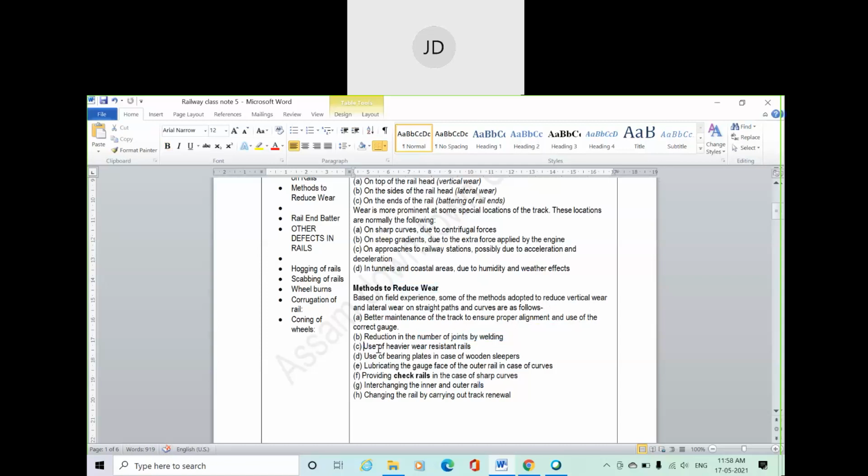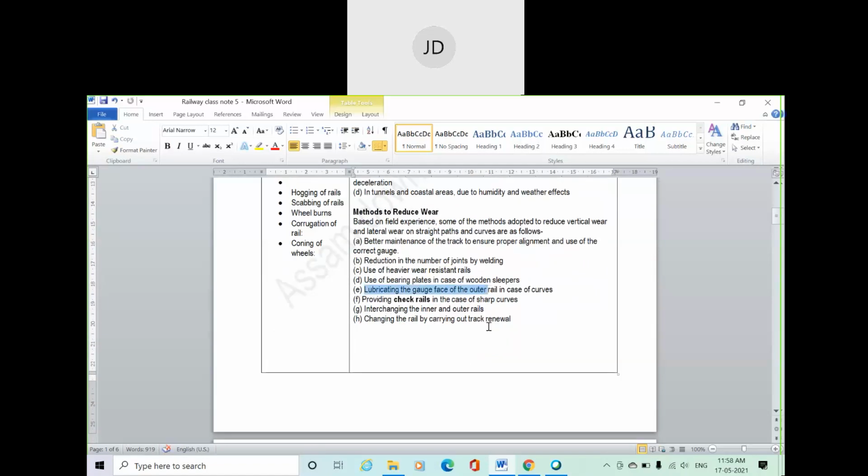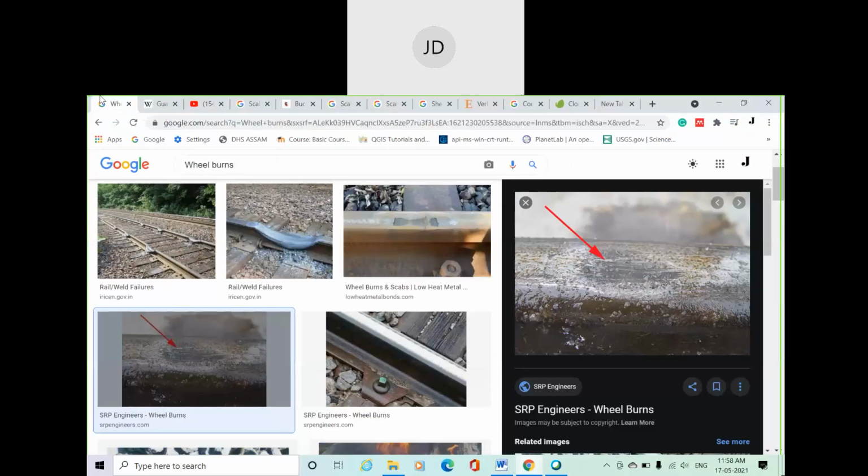Or you can also go for using a heavy rail which can resist wear. We can also use a different, heavier rail section so that the impact of wear is reduced. And if you are using a wooden sleeper, to give more strength we can also use bearing plates. And lubricating the gauge face, that means the inner face of the rail, which has more chance of failure there. I'll show you here.